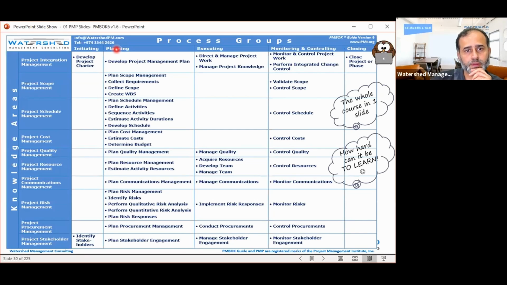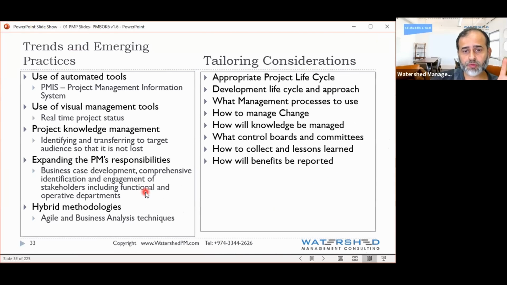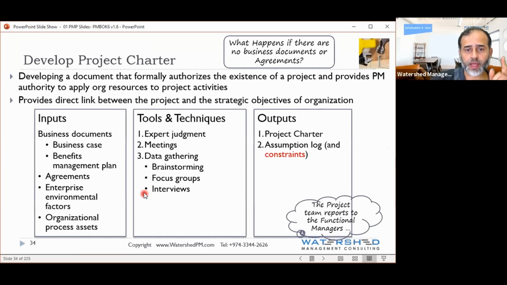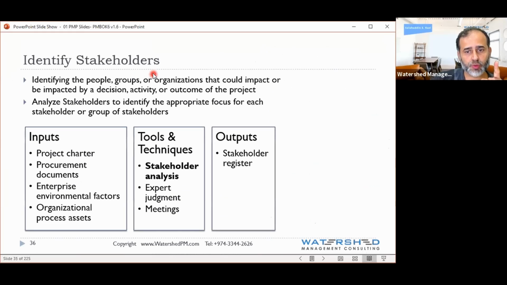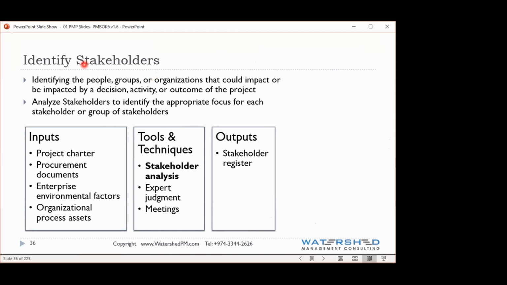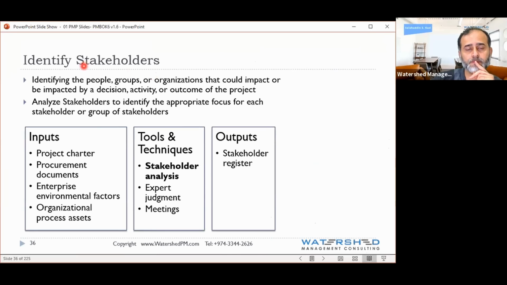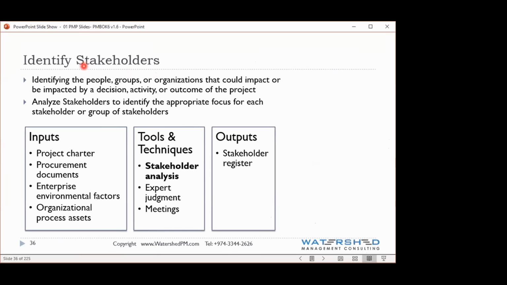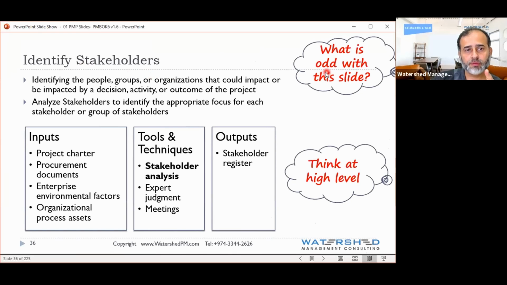All right. That's why I'm showing you identify stakeholders now. We're building that process flow chart in your mind. So after you do charter, what is the only other process you can do after you do charter? Identifying stakeholders. And which knowledge area is this from? Project stakeholder management.